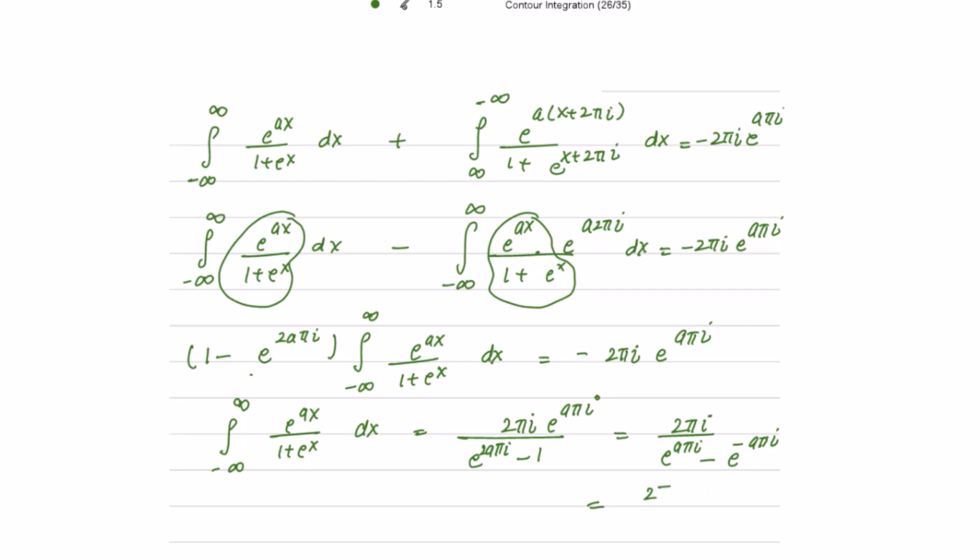formula for sine, which is 2 iota sine of a pi. Right, so this 2 iota will be cancelled out and we are left with pi over sine of a pi, and the result is proved, right? This we have to prove only, right? So we have reached, so this integral minus infinity to infinity e to the power ax over 1 plus e to the power x dx is finally proved to be equal to pi over sine a pi, hence the result. Okay, thank you so much.